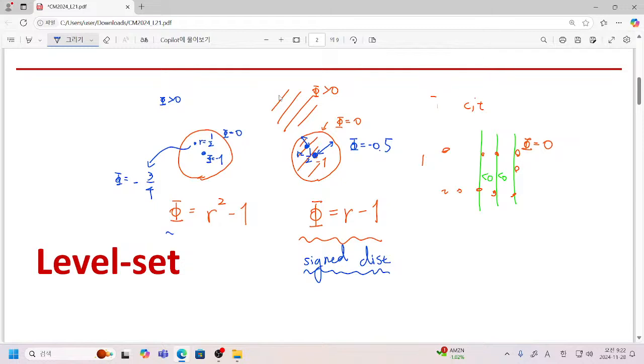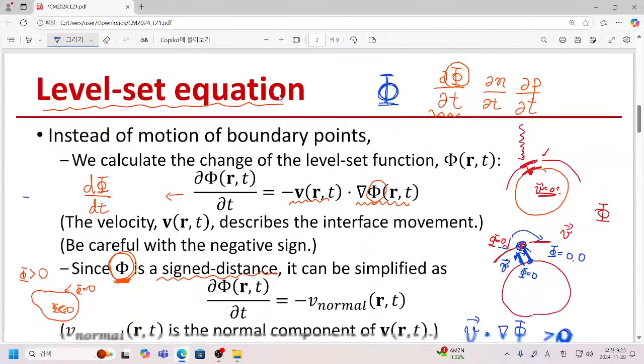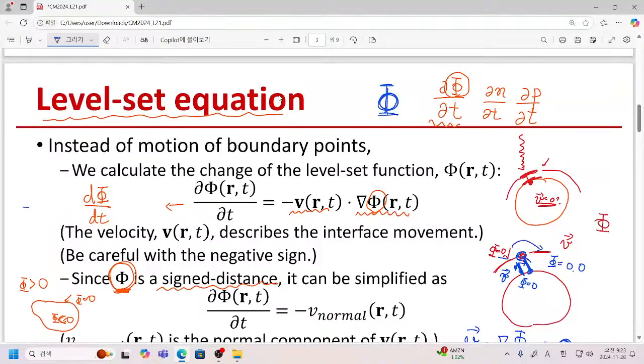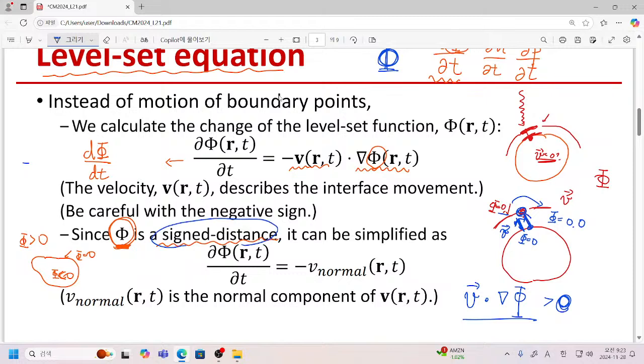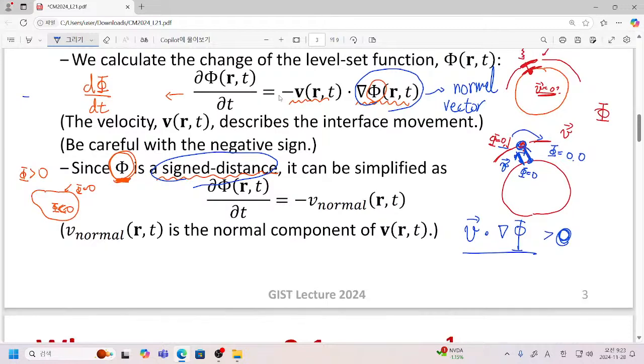So simply speaking, this one, although it satisfies the level set function condition, at the same time is not a signed distance function. Since we are currently working with this level set, which is defined as a signed distance, in this case the gradient of phi function corresponds to the normal vector of this direction.